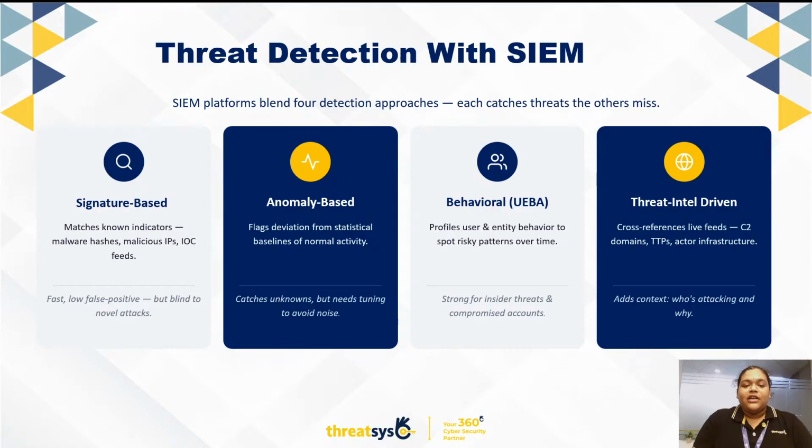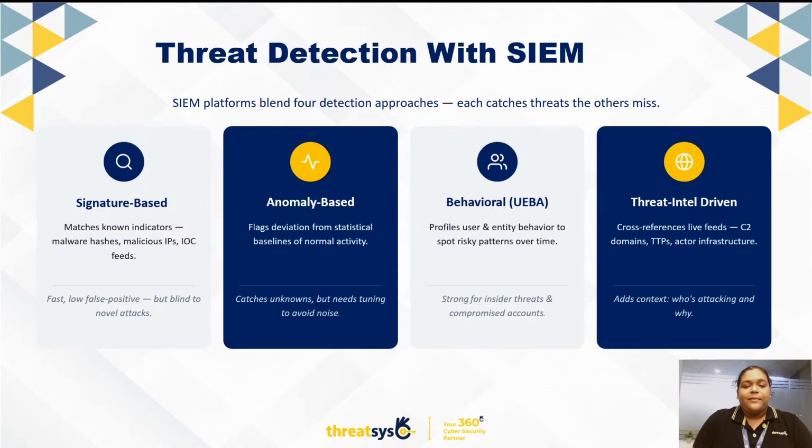With the data collected, processed, and made available for analysis, the next step is understanding how SIEM uses this information to identify suspicious activity. Once the data has been collected and processed, the SIEM can use different detection approaches to identify suspicious activity. The first approach is signature based detection.